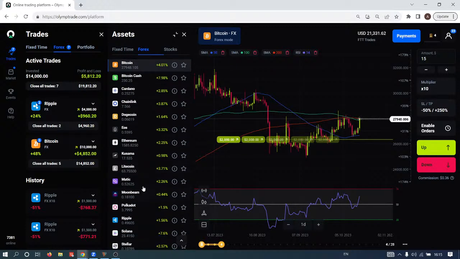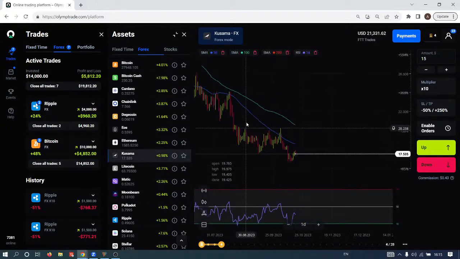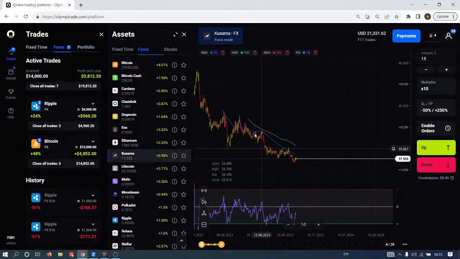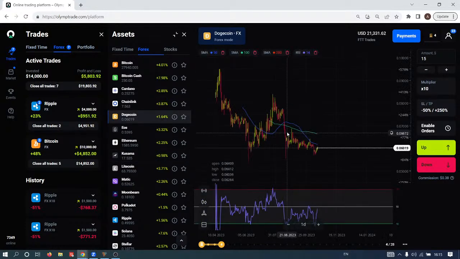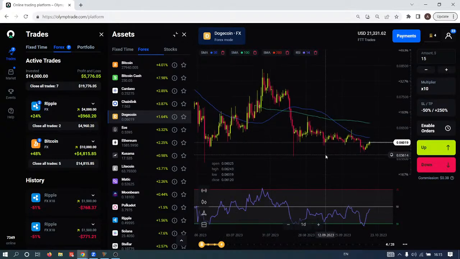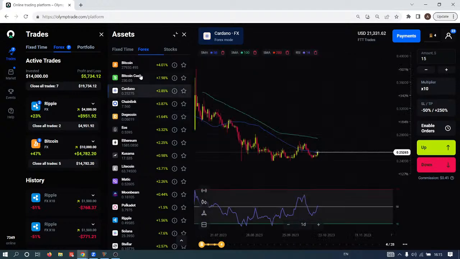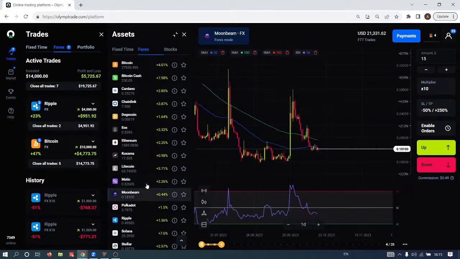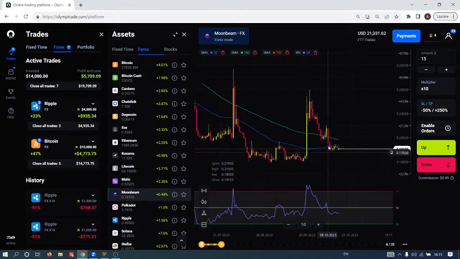but who knows about Matic? Who knows about Kusama? All these cryptocurrencies are backed by some technological blockchain project, like Doge. Oh yeah, everyone knows about Dogecoin because of Elon Musk. Thank you, Elon Musk. But other than that, I don't really see any major updates here in this field.